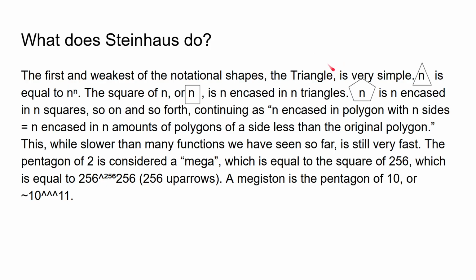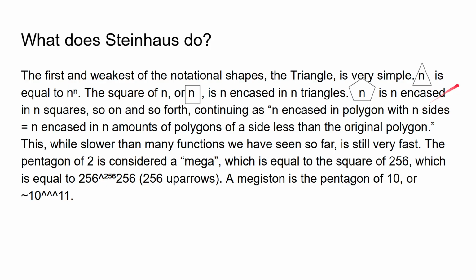So, and then the pentagon, which I know it's a bit oversized. Once again, I'm very tired, and I made this in the past hour. It's n encased in n squares. So the pentagon of 2 would be 2 encased in 2 squares, which would be 4 triangles. So 2 to the 2 to the 2 to the 2 to the 2. That's wrong. Okay. The pentagon. Okay.